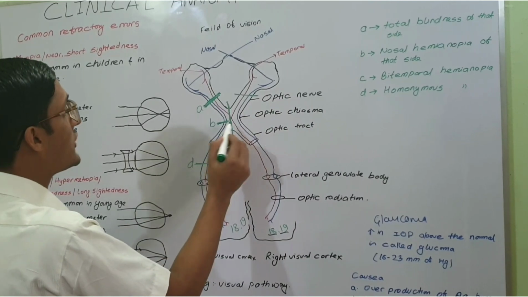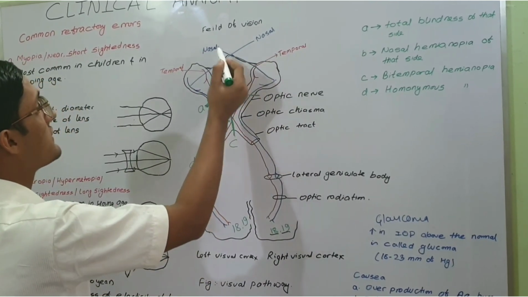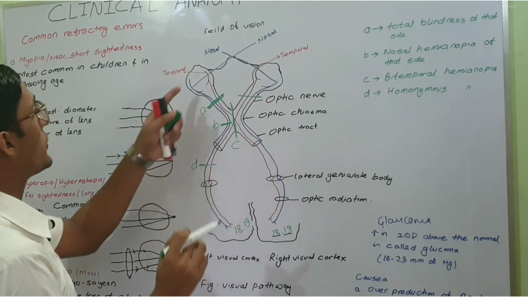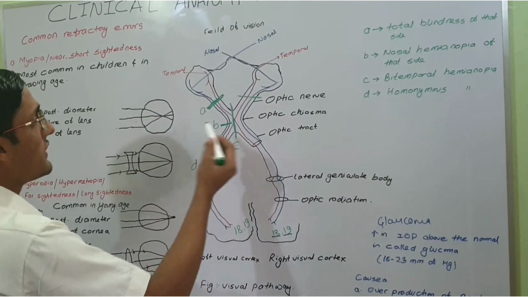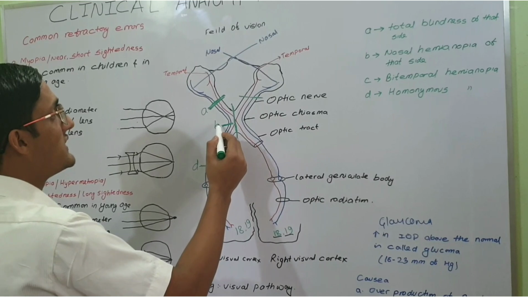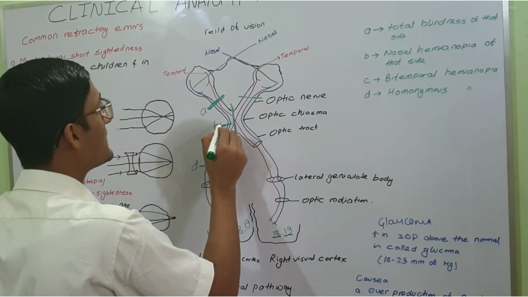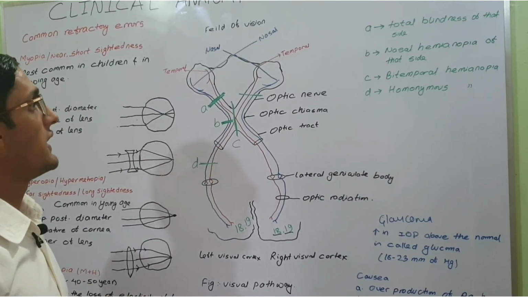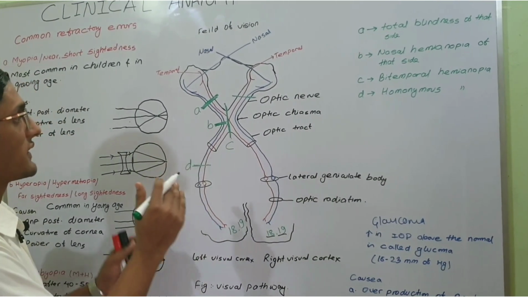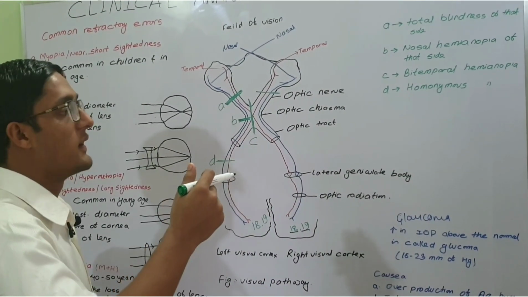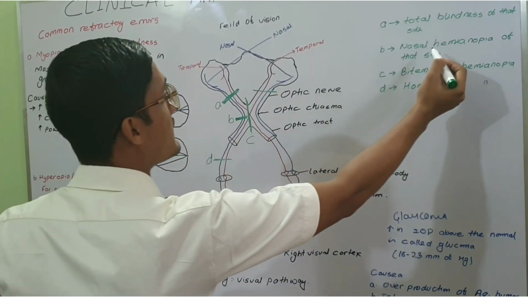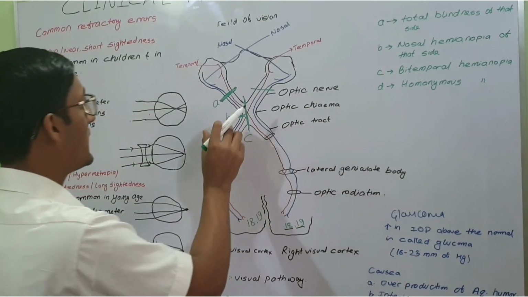Now this is the optic chiasma. In the optic chiasma, there are two fibers. Here I showed that this blue one is the nasal fiber and the red one is the temporal fiber. If the lesion occurs in this blue fiber, that is the nasal fiber, then nasal hemianopia of that respective side occurs. Remember this: in the optic chiasma, nasal hemianopia of the respective side occurs.